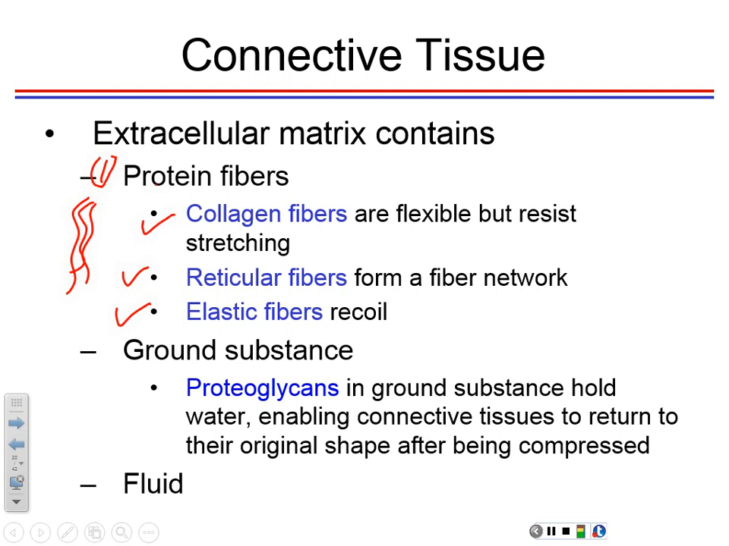That's in the extracellular matrix. Okay, so we've got the collagen fibers, the proteins in there, and then we've got the ground substance with all these proteoglycans and so forth. That enables the tissue to be compressed and return to normal.